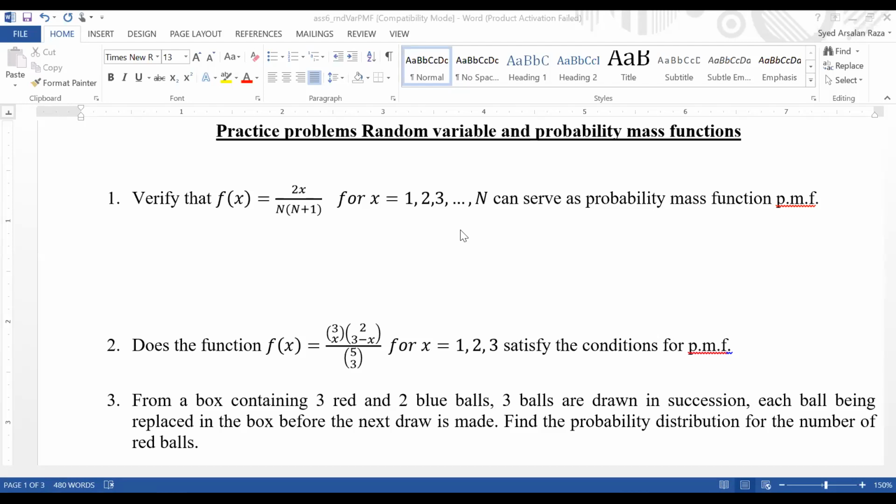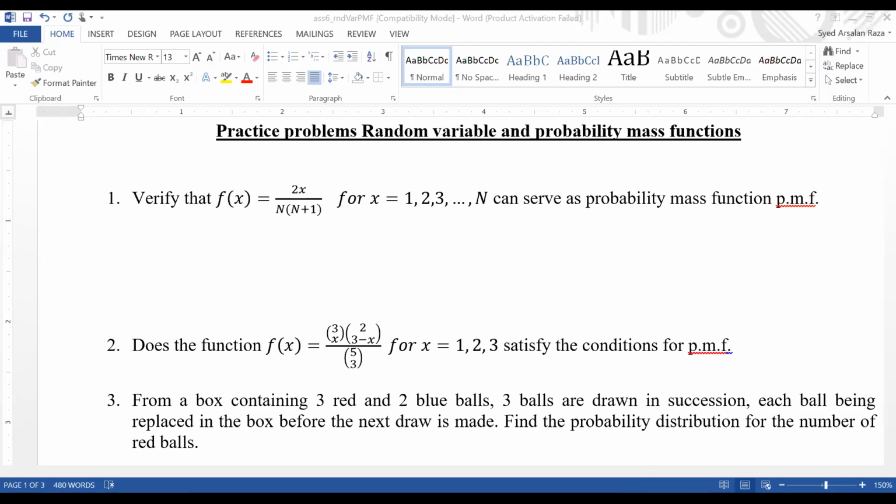If we put n inside the function, we will get 2n upon n, and n will cancel out. The simplified function will be 2 upon n plus 1. So we can say that this function is positive for all the given values of the random variable x. The second thing that we have to verify is that the sum of all probabilities must be equal to 1. That is the second condition that we have to verify.